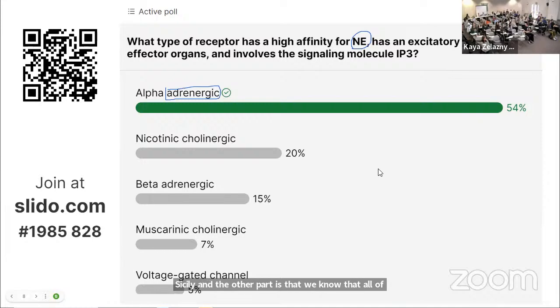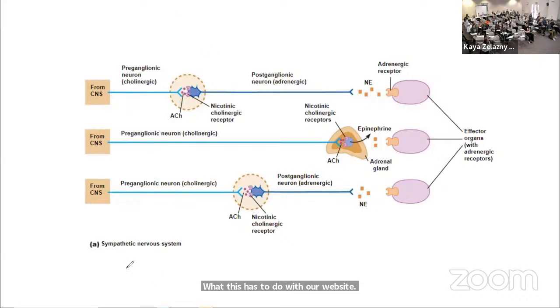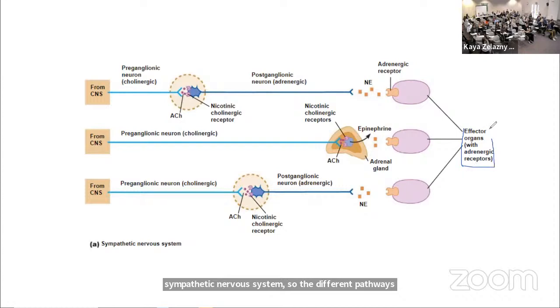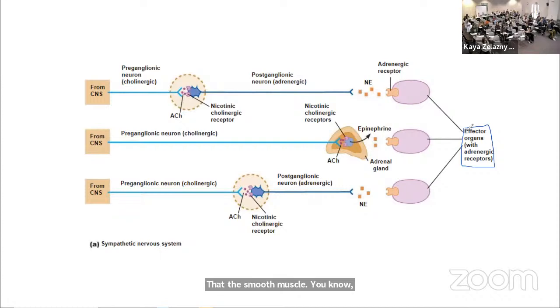So I was asking that because we are about to talk about what this has to do with our blood vessels. Okay. So reminder, here we're looking at our map of the sympathetic nervous system. So the different pathways that we're getting out to our effector organs. And so now we're going to know that the smooth muscle in our blood vessels is one of the effector organs for the sympathetic nervous system, right? We had our cardiac muscle, our smooth muscle, and our glands that we were going to for our autonomics, right? So now we know that there's smooth muscle in our blood vessel walls.